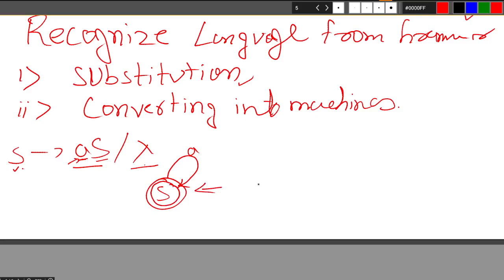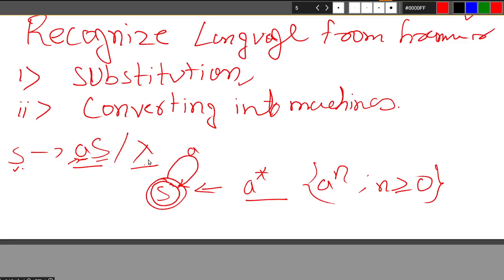So by seeing this machine, you can understand what it is doing, right? It is actually accepting any number of a's. So it is something like a star, right? It is a regular expression. If you want to write it another way, you can write a to the power n, where n is greater than or equal to 0. This is also a possibility.